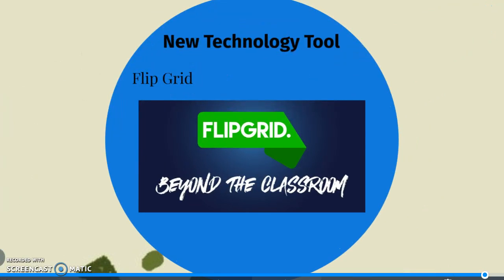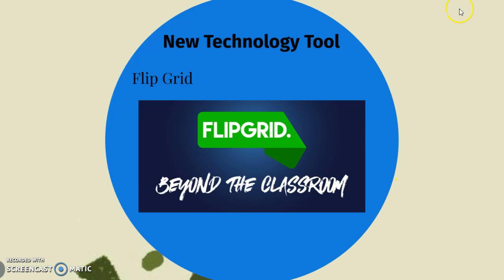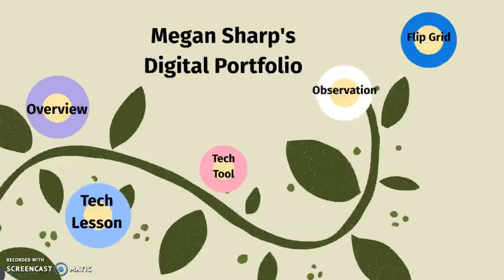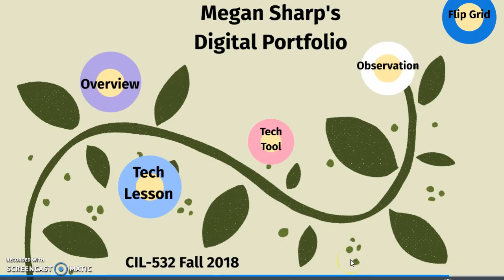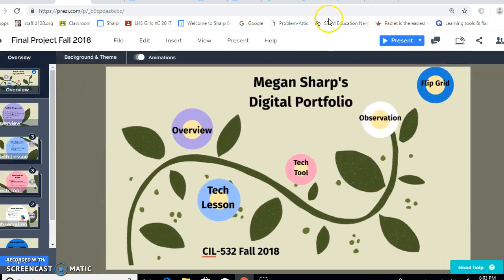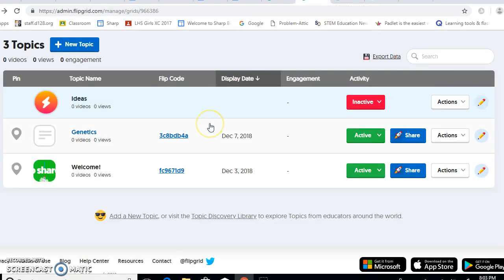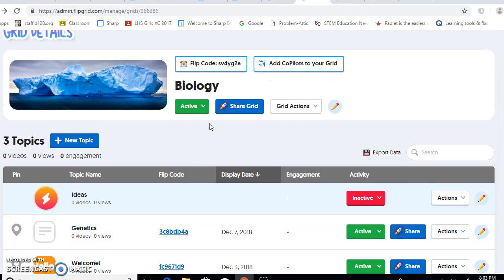The last part of my digital portfolio is looking at a new technology tool. The tool that I chose, which I thought was very interesting because I've seen a few teachers use it in other subjects like history, is Flipgrid, to help integrate with classroom discussions. Basically, Flipgrid is a fun way to spark up conversation in your class using technology. The kids actually videotape themselves, and you can manipulate how long they're videotaping.